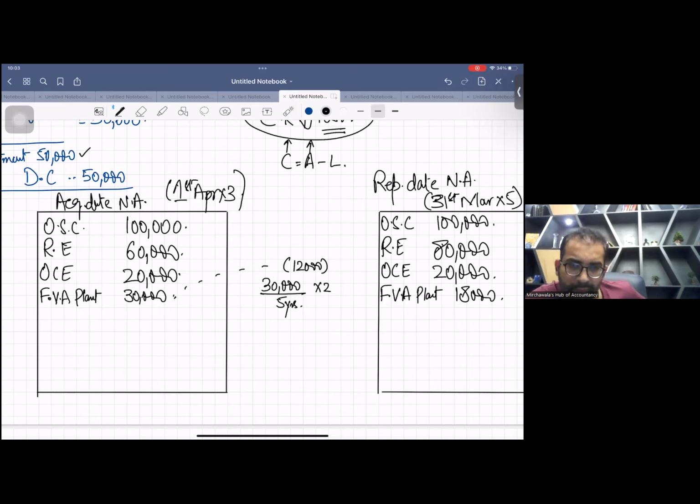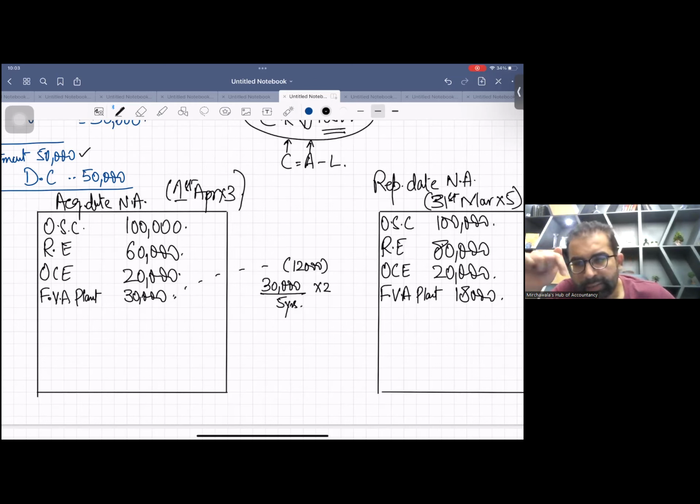Now listen. The next thing is deferred tax on fair value adjustment. Don't take tension about this adjustment. Do it in a relaxed way. I taught you this in SBR. Just use your brain.